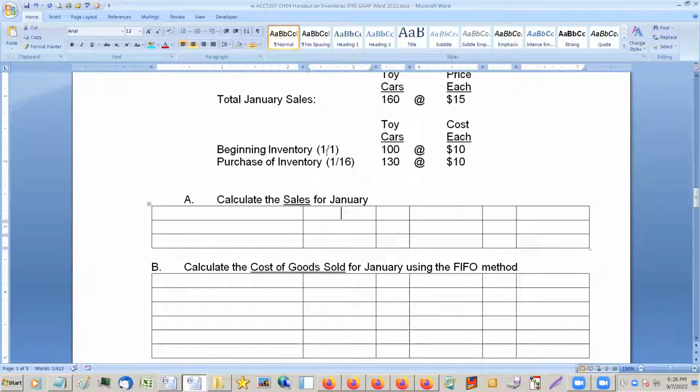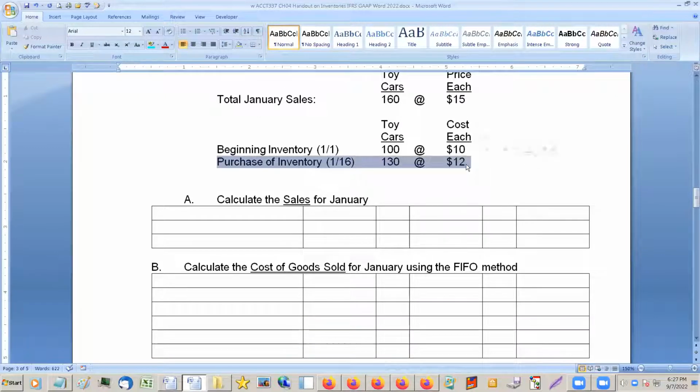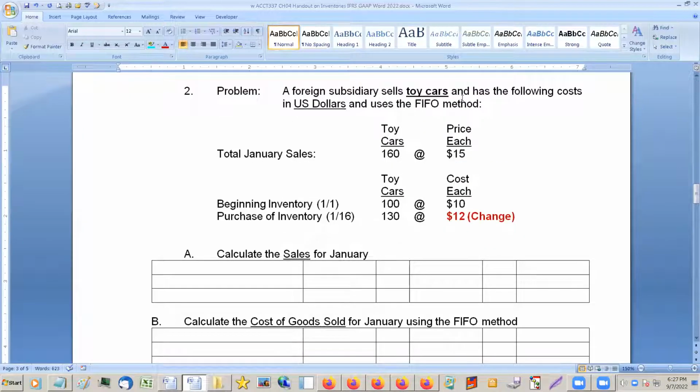I just realized I got the wrong thing here. Oh no, I have to change this. The problem is these are the same. Do me a favor, make this change. Change the cost to 12. I'm going to do it on the following page too. When we get there, I'll change it. So change that to 12. That's a mistake on my part.